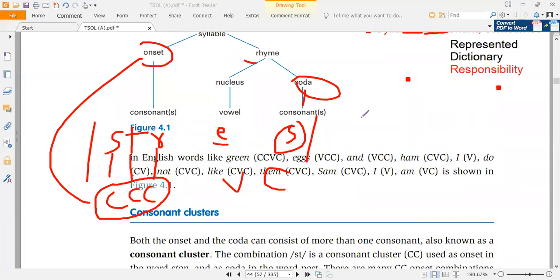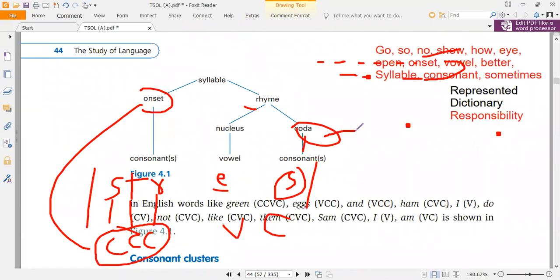Excuse me, sir. Yes, sir. There can be more than two consonants in the onset and rhyme. In the onset there can be more than two consonants. In the coda there may be more than two consonants, right? Like look at this structure, C C C at the end, like after V, when we have got C C C. Look at the word students.